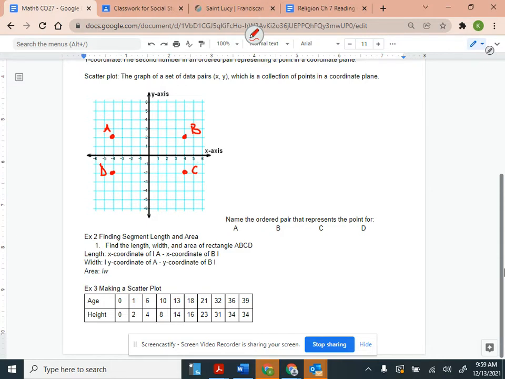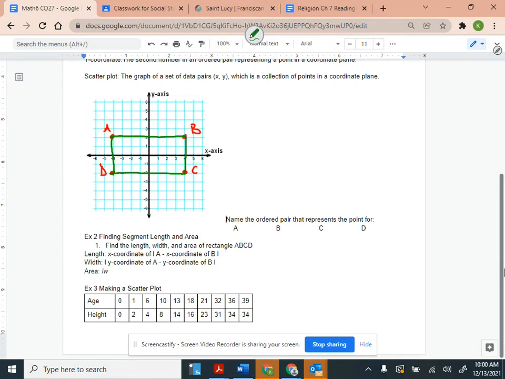So we want to find the length, the width, the height, and the area of the rectangle. So we can see here's our rectangle. If we were to connect all of those points together, we see there's an area. And we know to find the area of a rectangle, it's length times width. So we need to find what the length and the width are, so that way we can determine what the area is.